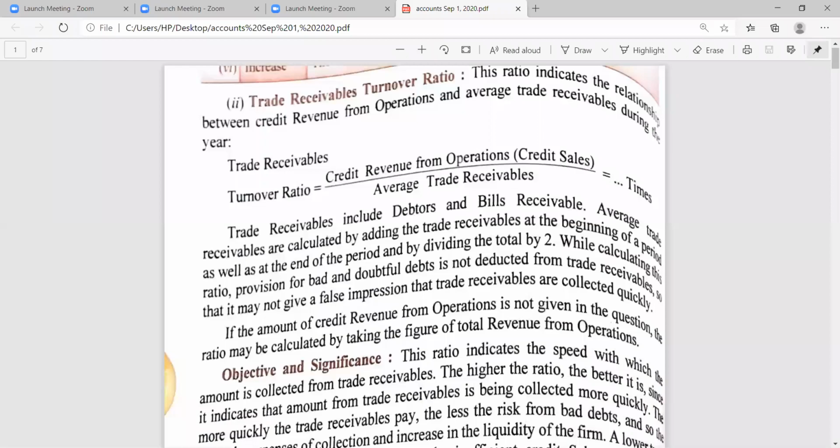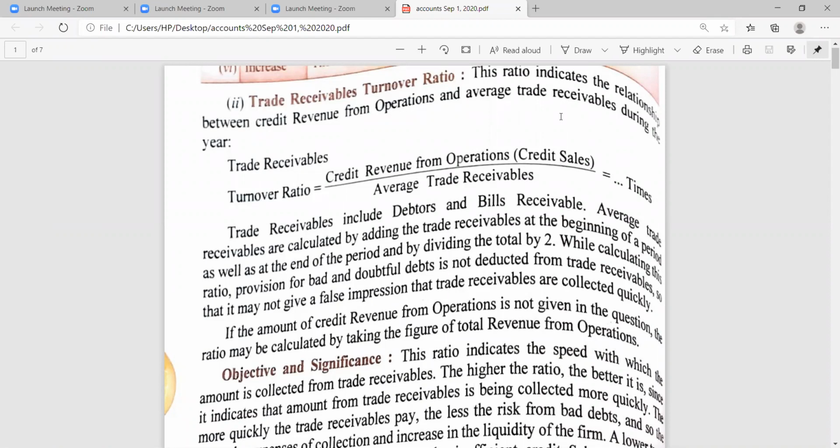Good afternoon, students. Let's continue the turnover ratio, in which we will learn the trade receivable turnover ratio today. Trade receivable turnover ratio gives us the relationship between the credit revenue from operation and average trade receivables during the year. It indicates the relationship between the credit revenue from operation and average trade receivables during the year.